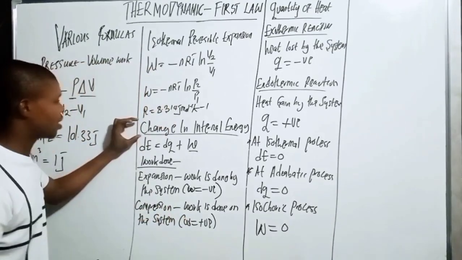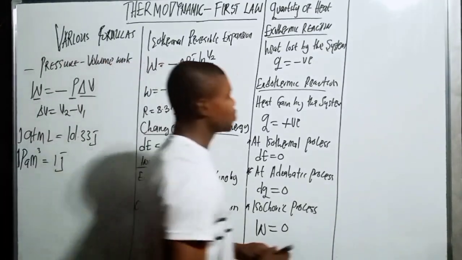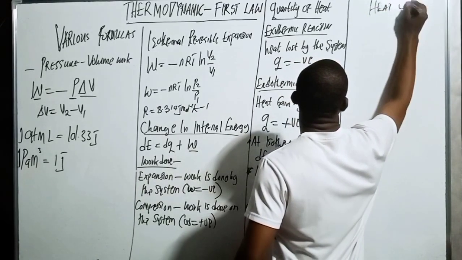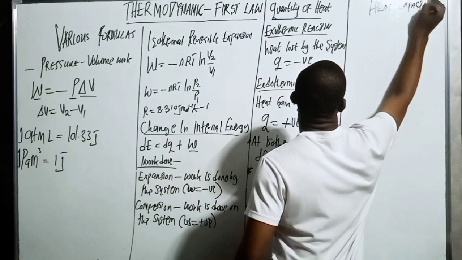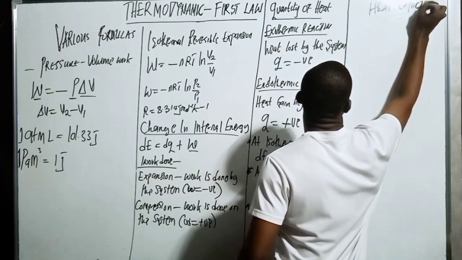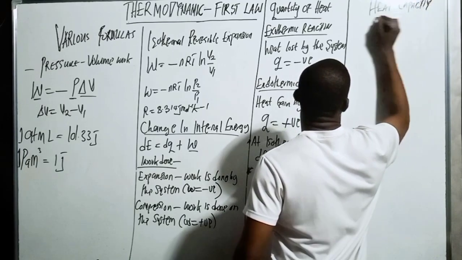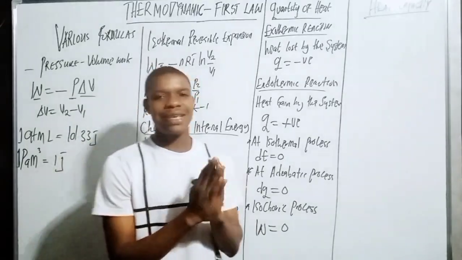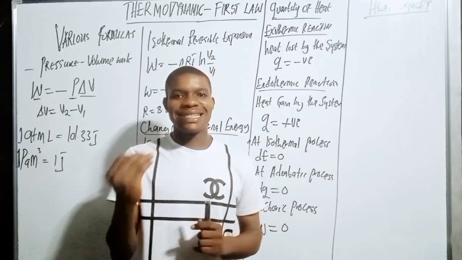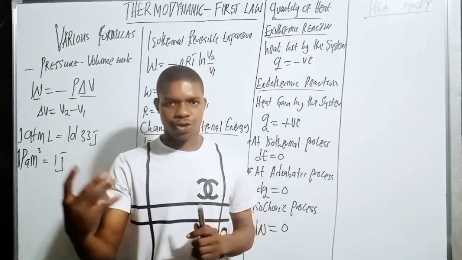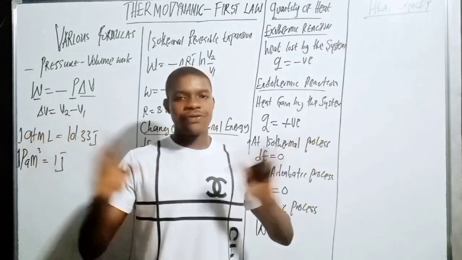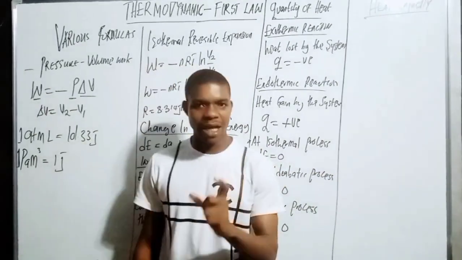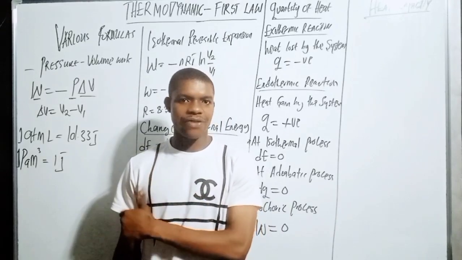So we are talking about change in internal energy. The next one to look at is heat capacity. Now we have two types of heat capacity. We have heat capacity at constant volume and heat capacity at constant pressure. I've done a complete video on all these derivations, so you can check my channel or the playlist on thermodynamics to see this derivation.